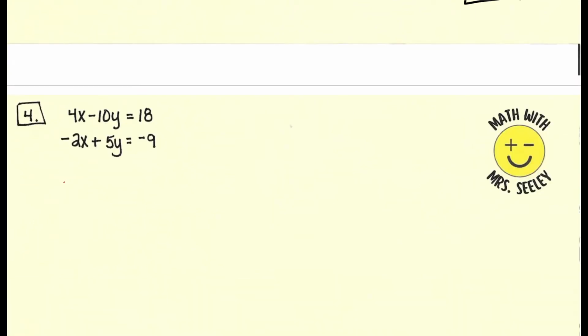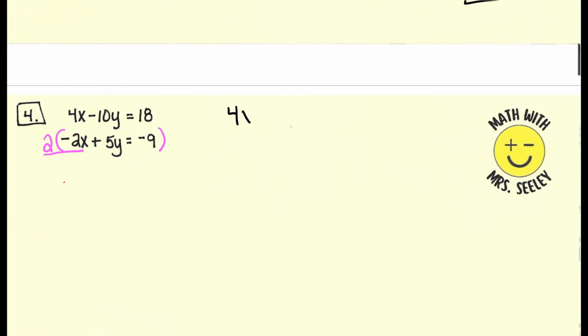Let's take a look at problem number 4. So let's choose a variable to eliminate. I'm going to eliminate the x's. So if this is a positive 4, I need for this to be a negative 4. I've already got my negative, so I just need to multiply by 2, so that 2 times negative 2 would be a negative 4 to cancel out that positive 4.